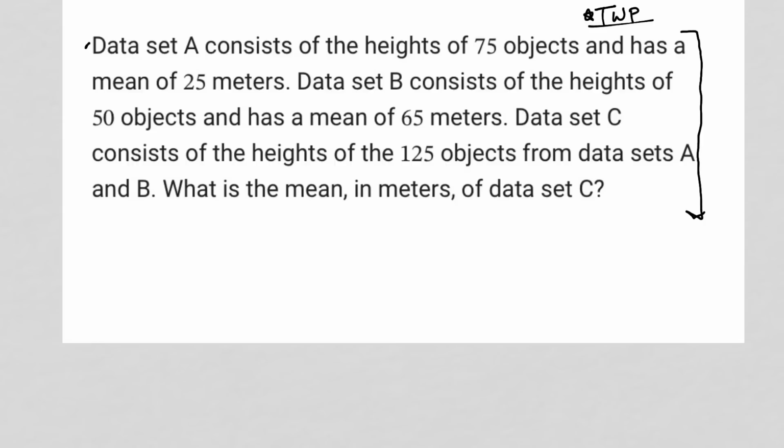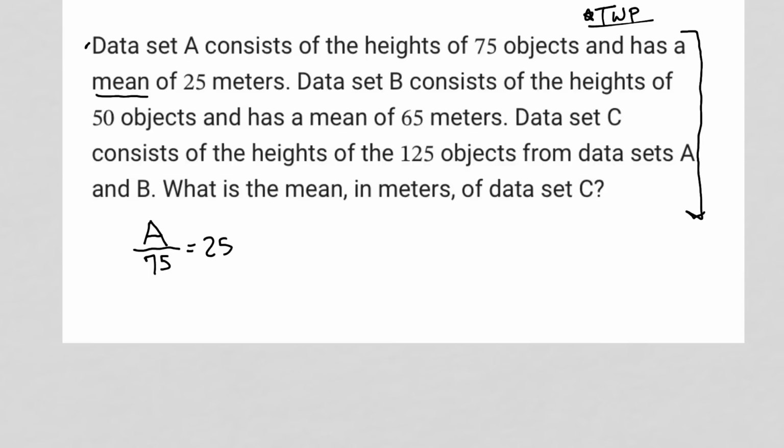So this question says data set A consists of the heights of 75 objects and has a mean of 25 meters. Okay, so how would I translate that? I don't know what the height of each individual object is, so I'm going to call it A, representative of data set A. So A here means the sum of all 75 heights. But I do know that when I divide that sum by 75, I should get 25. That's what it means for me to find the mean. That's my translation for that first sentence.